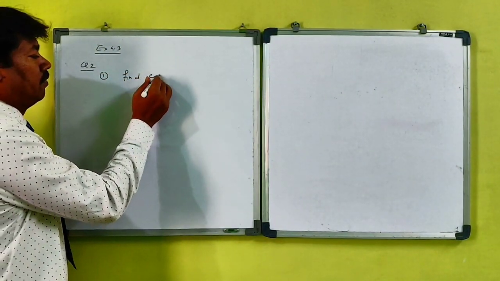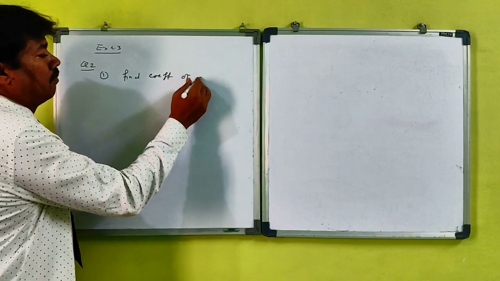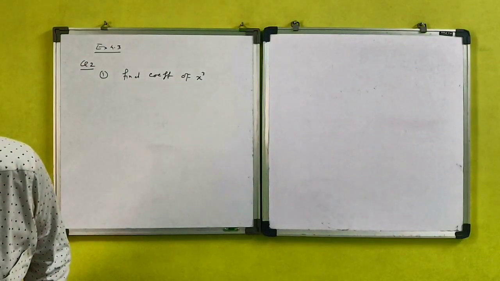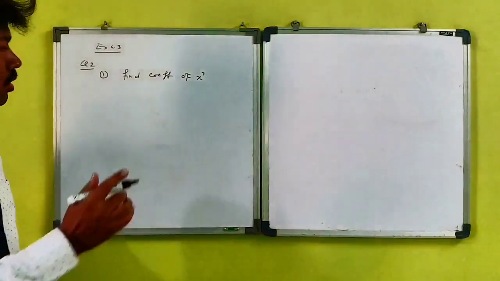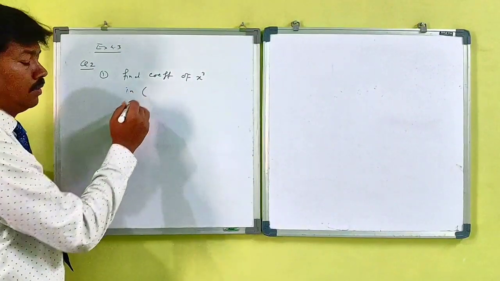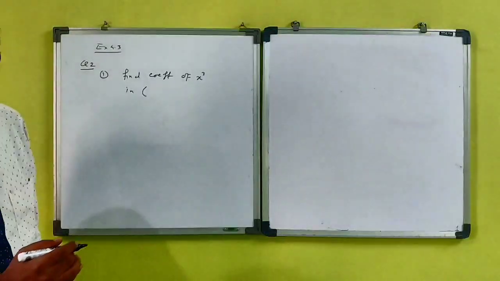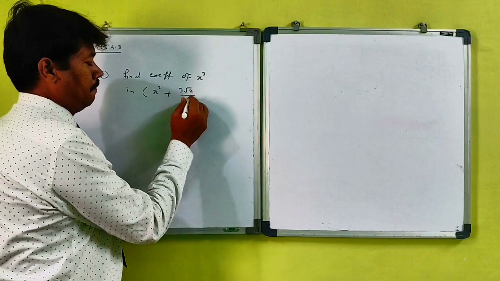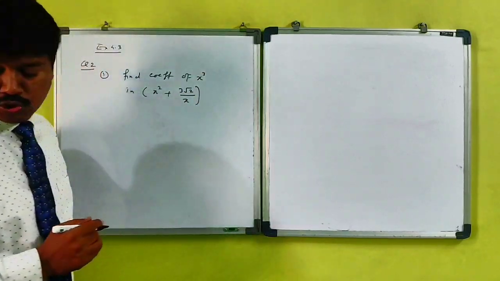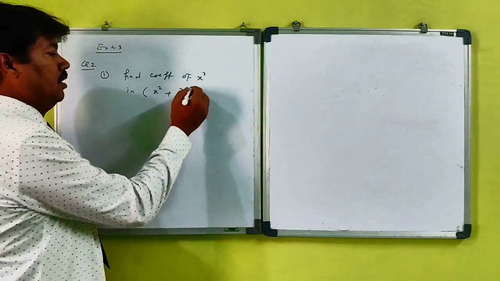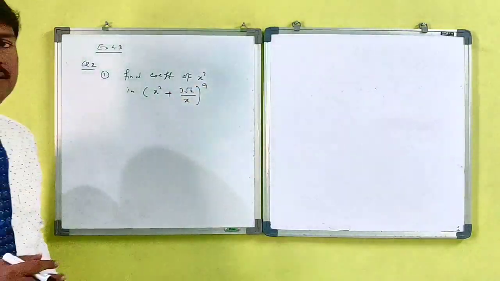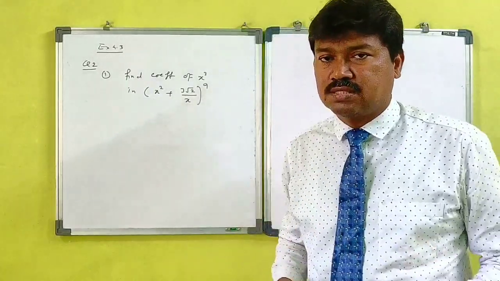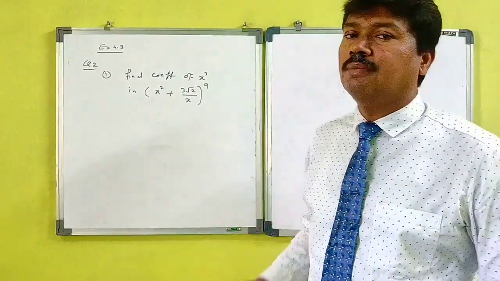Find the coefficient of x cube in (x square plus 3 root 2 upon x) raised to 9. So now, when this type of question is there, you have to first find the general term.